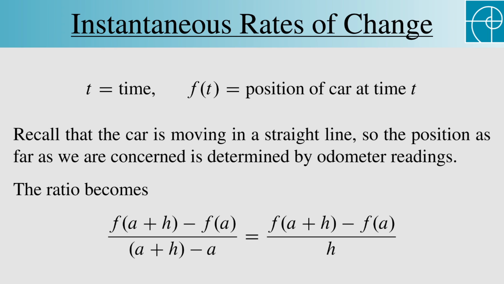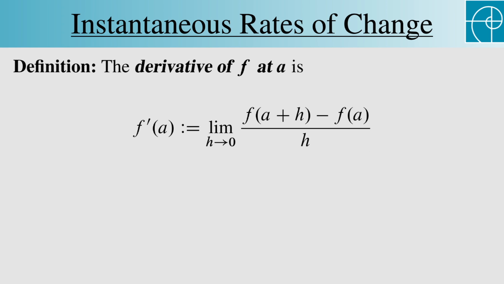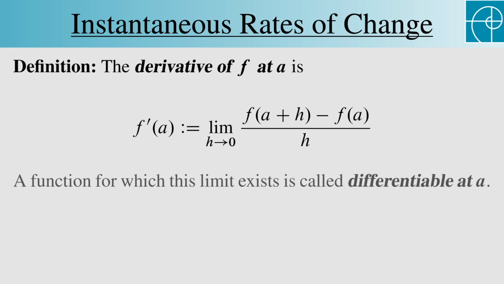We can't set h equal to 0, but we can take the limit as h approaches 0, and that's how we define the instantaneous rate of change. And we get the following definition. The derivative of f at a, which we denote by f prime of a, is the limit as h approaches 0 of f of a plus h minus f of a all over h. A function for which this limit exists is called differentiable at a.